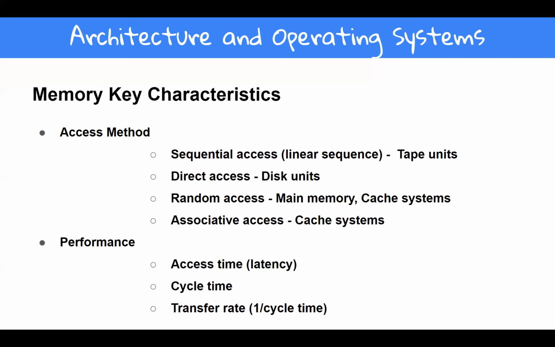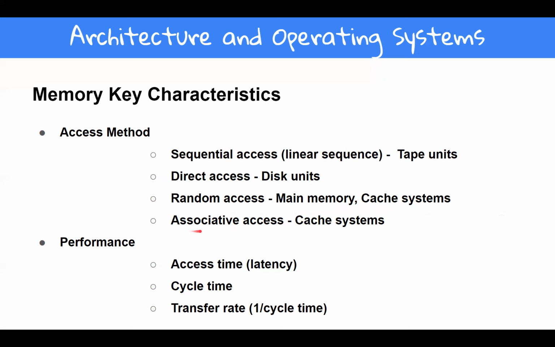Any location can be selected at random and directly addressed and accessed. Main memory and some cache systems are random access. So because of that, you know that RAM is random access memory. That is what it is. So main memory and cache systems, both of them are random access.